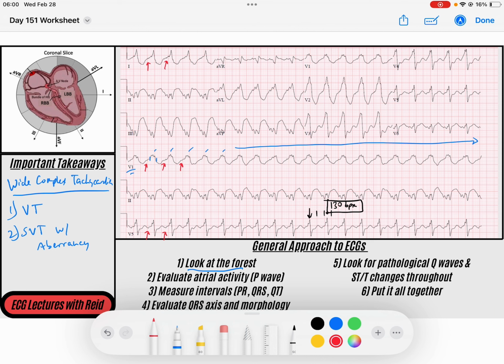I look at the axis of my QRS. That really helps me. And I notice that it is negative in my inferior leads. 2, 3, and AVF, the QRS is predominantly negative, right? I'm just going to do like a broad strokes QRS. So we have a negative QRS in my inferior leads, which are leads 2, 3, and AVF. That tells me that generally this wave of depolarization is going from down to up. So that's really making me think, is this ventricular tachycardia, right?